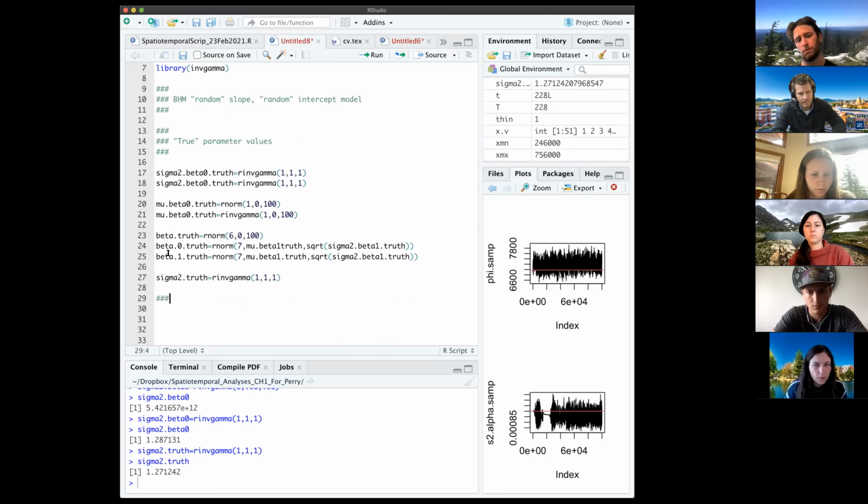Hey, Perry, can I ask you a question? Yeah, go ahead. I'm not understanding the beta dot zero dot truth, 7 mu dot beta 1 truth. Yeah, I made the same mistake when I wrote out the full conditional distributions. Thank you. Okay. There we go. Does that clarify that? Yeah. It was the same error you pointed out to me earlier that I made. Oh, right.